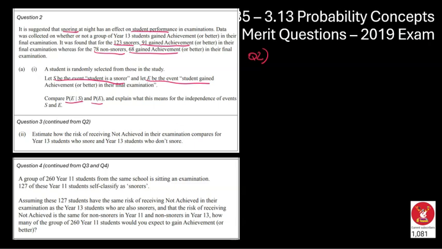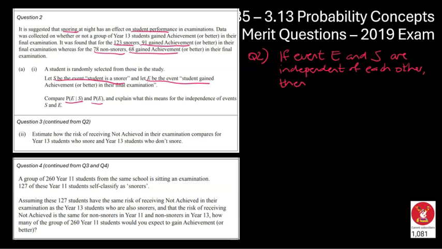Okay, so whenever you're asked to prove that things are independent, I always like to start with a bit of a sentence. So if event E, which is the exam result, and S, which is the snorers, are independent of each other, then, and this is when we're going to get a bit mathy, the probability of E given S must be equal to the probability of E. And these are the two kind of probability things they said in the question to compare.